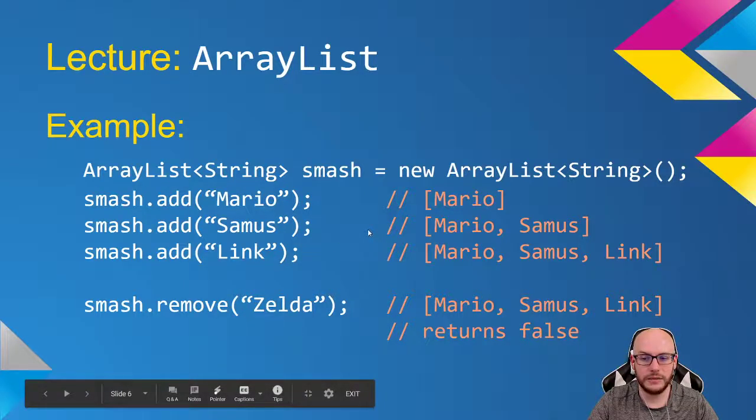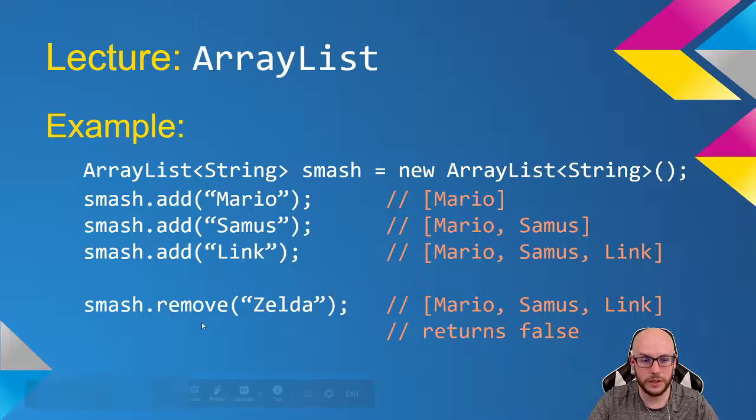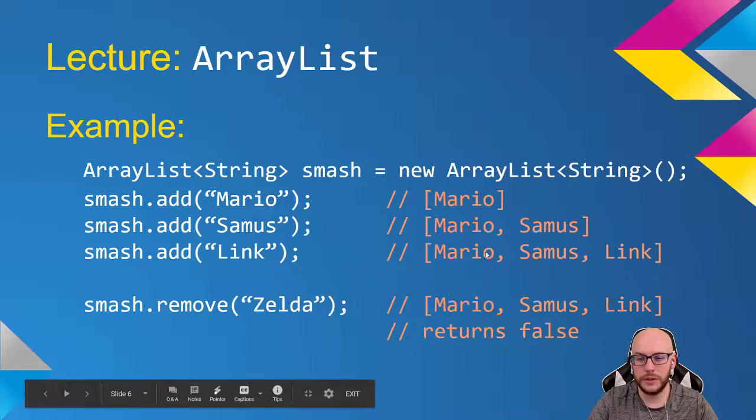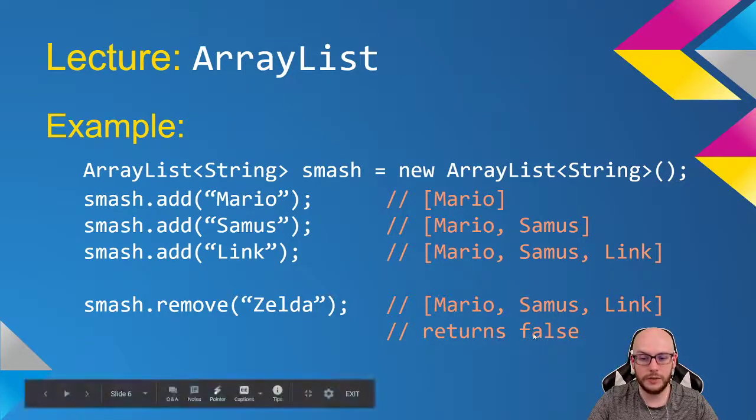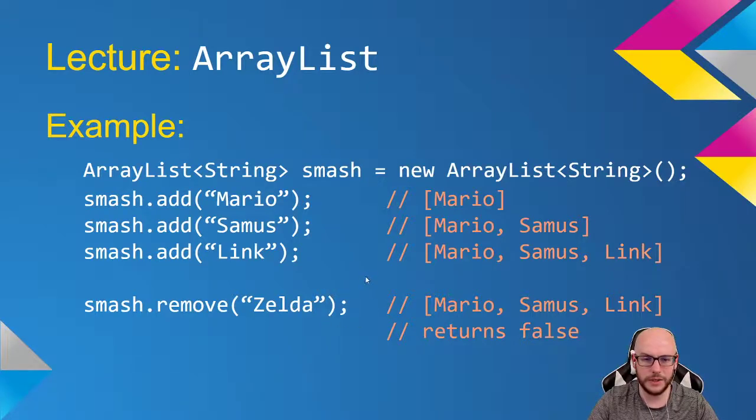Here's a slightly different example. I have basically the same array list going into the remove. We have Mario, Samus, and Link, but with this one I try to remove Zelda. Notice there's no change to my array list, and we get a false value. Simply put, Zelda's not there.